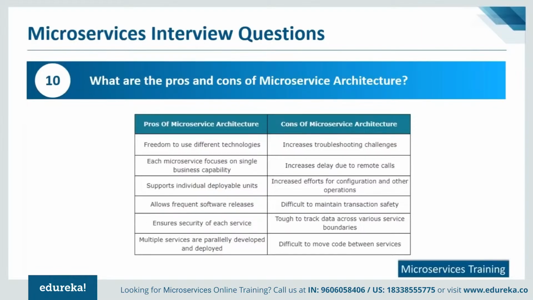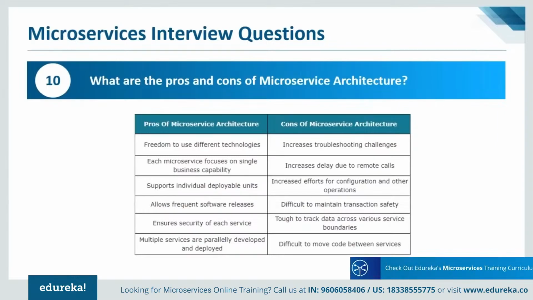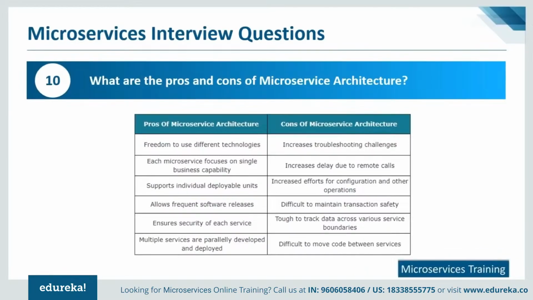Now, what are the cons? It increases troubleshooting challenges and increases delay due to remote calls. Yes, this can be a problem. Why? Because you're talking about n number of microservices, and at times, since they are working so independently, when you talk about troubleshooting the whole system as an architecture, certain challenges can be a problem because we are talking about completely decentralized governance. But that is something that can be managed, and as I mentioned, we have different portals that take care of all the services, and these services are monitored in real time.